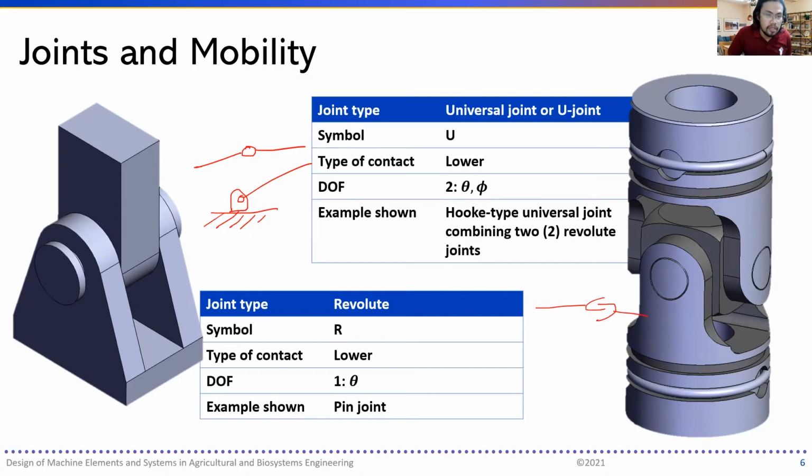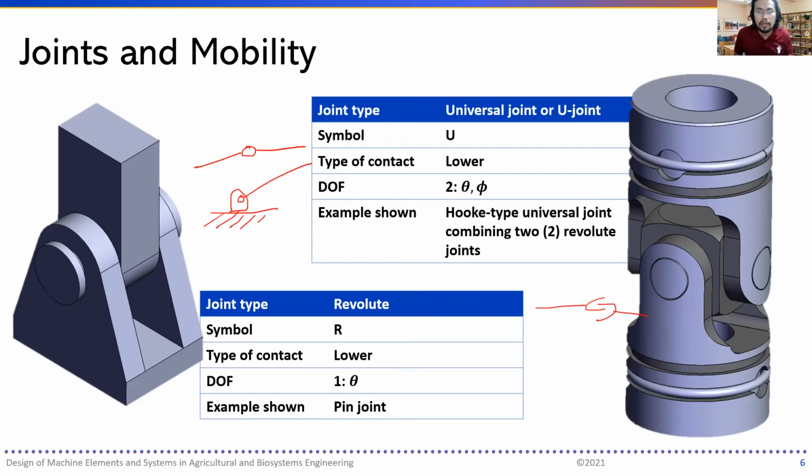Now the revolute is a pin joint, and it has 1 degree of freedom. Now the other types of joints, the prism, the helix, the cylinder, are provided in a tabular format. It's available in very many literature and could be sourced easily.